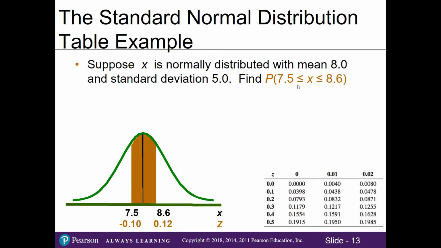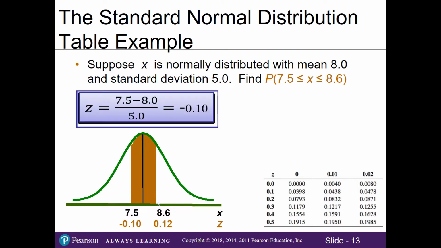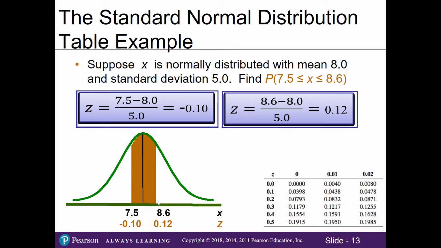Here's another example. Now we're looking at a shaded area that spans across both sides of my standard normal distribution curve. Assuming our mean and standard deviation are still the same, now we want to know the probability of our variable occurring between 7.5 and 8.6. Now, in our previous slides, we already converted our x's into z-values, so we've already done the math. I won't take too long on it.